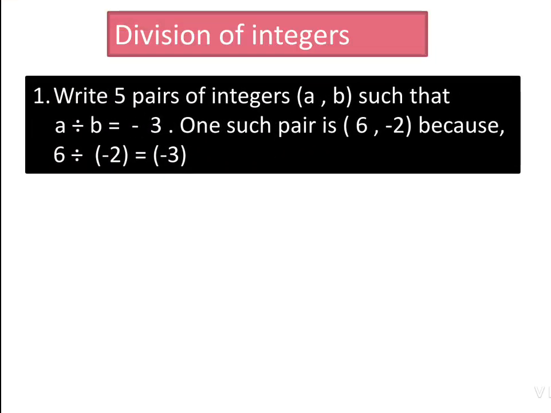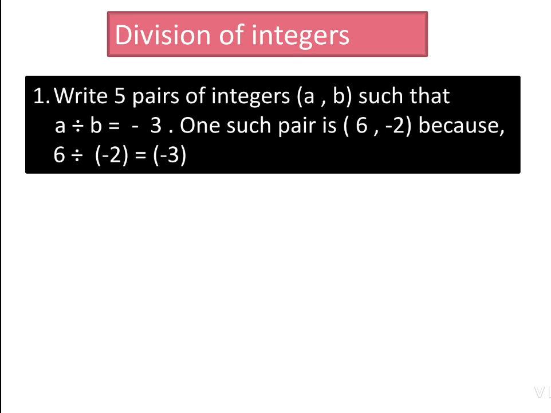First question. Write 5 pairs of integers A, B such that A divided by B equals minus 3. One such pair is 6, minus 2, because 6 divided by minus 2 equals minus 3. Here one pair is given, 6 and minus 2. When we divide 6 by minus 2, we get the answer minus 3. Five such pairs are to be found now.